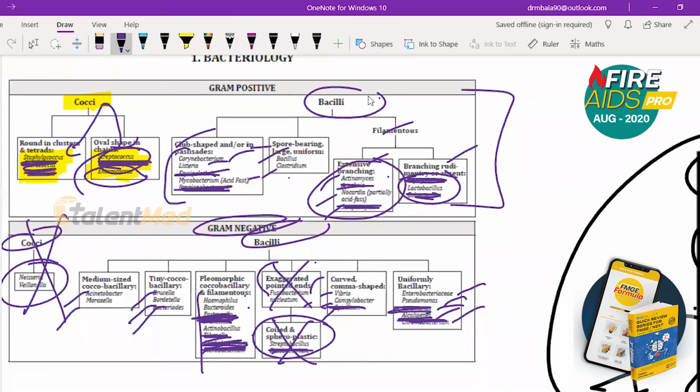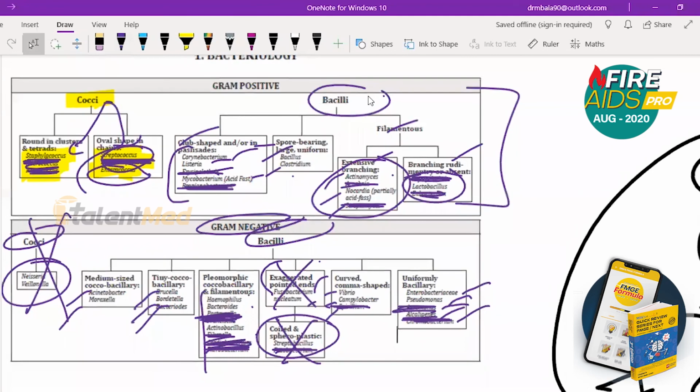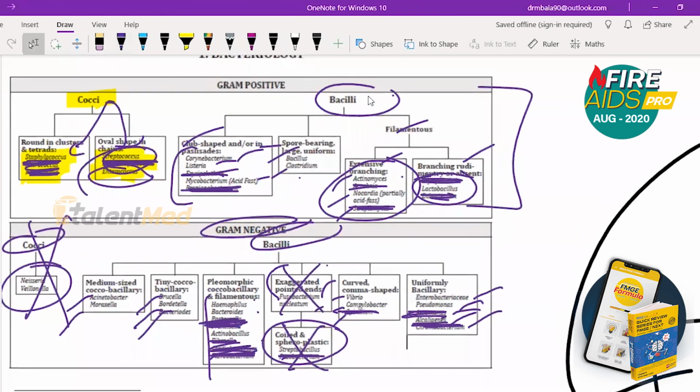So overall, if you take the gram negative, whatever I marked is important. Acinetobacter and Moraxella are important. Brucella, Bordetella, Bacteroides are important. Haemophilus, Bacteroides, and Actinobacillus are important. Vibrio, Campylobacter are important. Enterobacteriaceae, Pseudomonas are important. So only these names you must remember for your examination. Only these names.